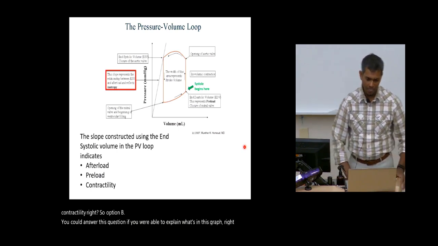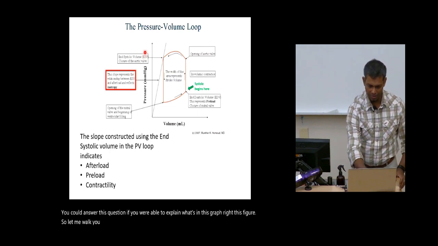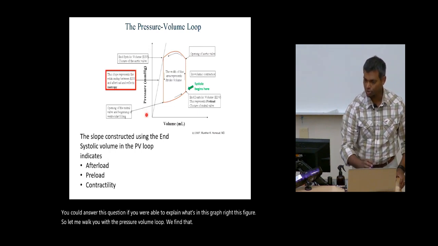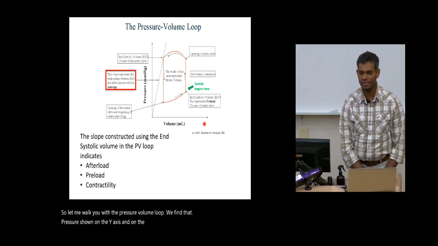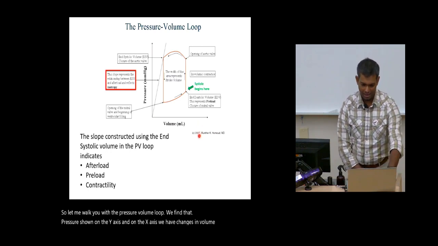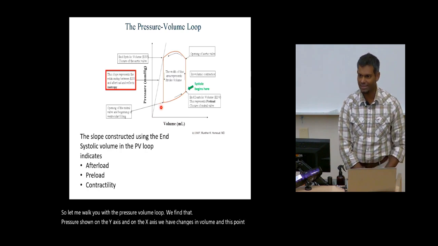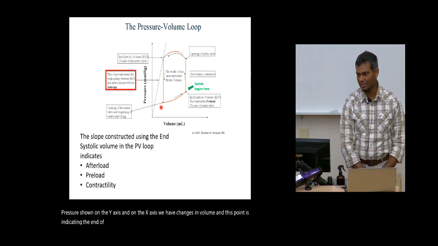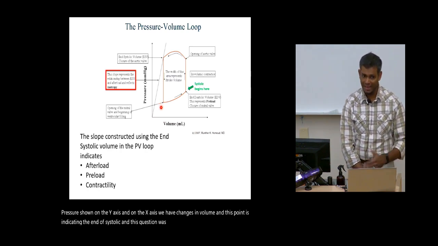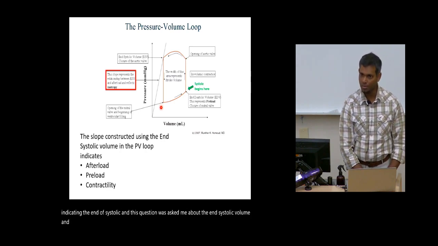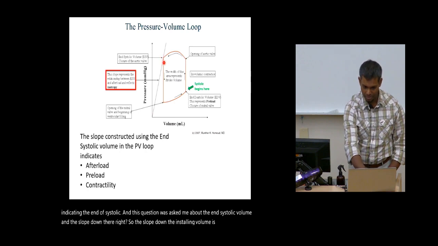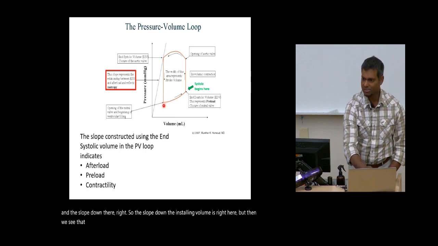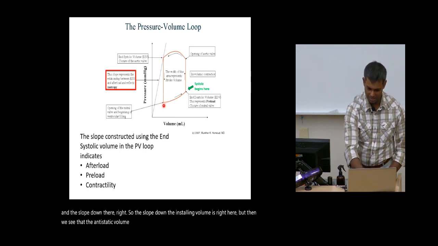But you could answer this question if you were able to explain what's in this graph, in this figure. So let me walk you through the pressure volume loop. We find that pressure is shown on the y-axis, and on the x-axis we have changes in volume, and this point is indicating the end of systole, right? And this question was asking you about the end systolic volume and the slope drawn there. So the slope drawn at the end systolic volume is right here, but then we see that the end systolic volume is shown at this place as well.